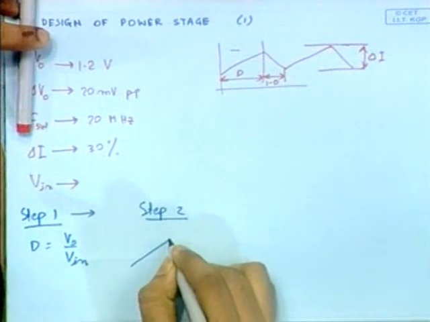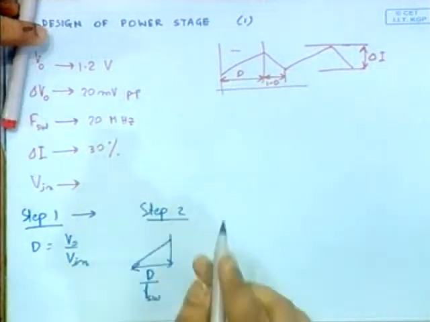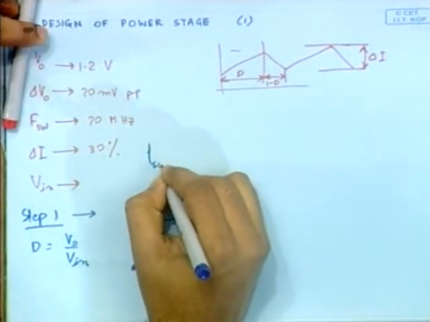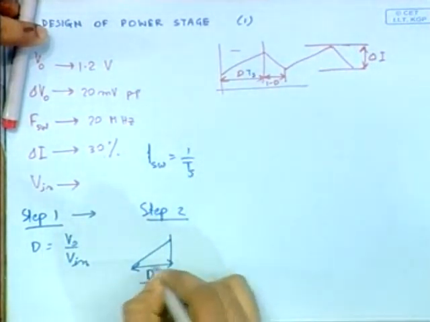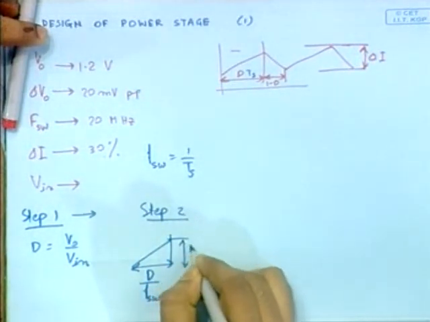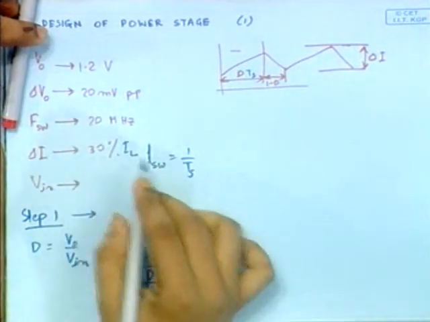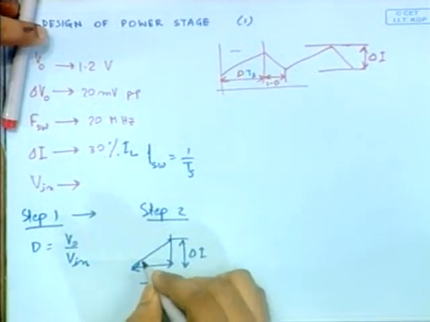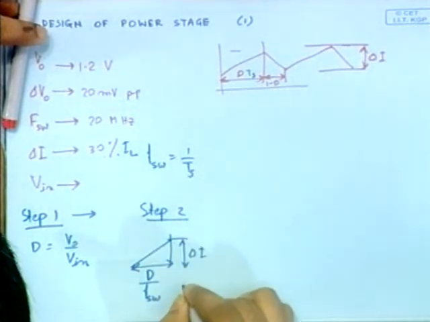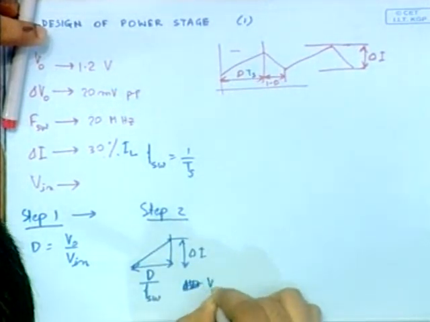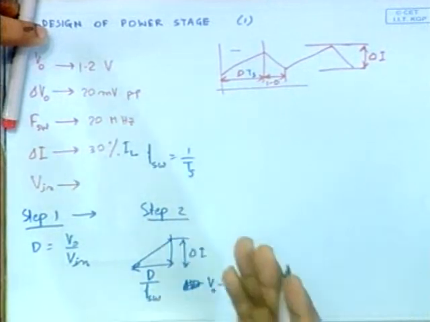You solve this geometry. You will get D by F switch. Just remember that f switch is equal to 1 by Ts. When I say that this is Ts, this is D by Ts, this is delta I as specified, 30% of IL, this is IL, this is specified. So L di dt, and delta V is V out minus V in. At this time it gets V out minus V in amount of difference in voltage, we did in the volt second balance portion.